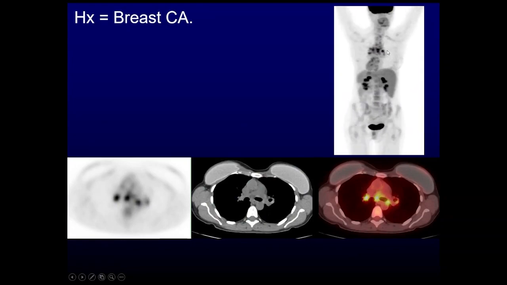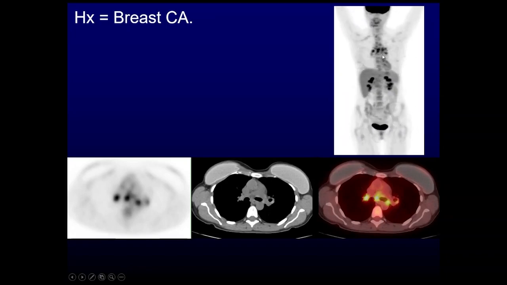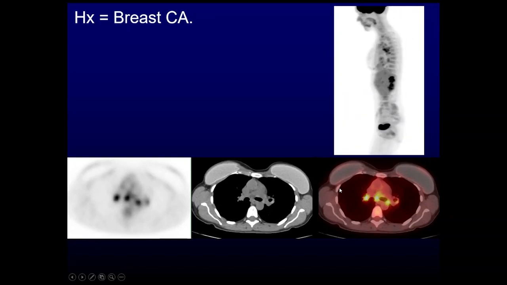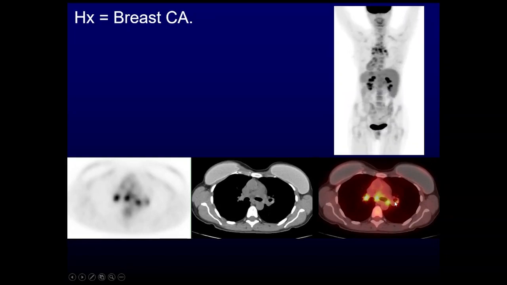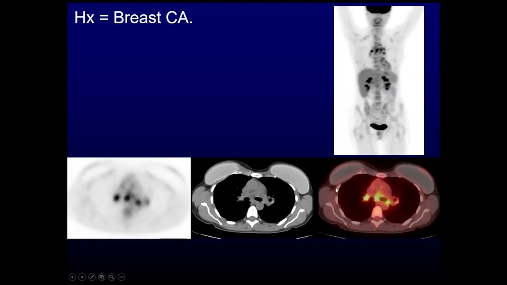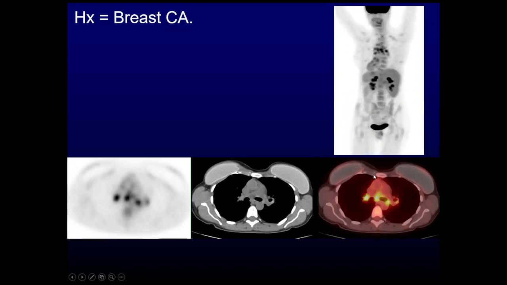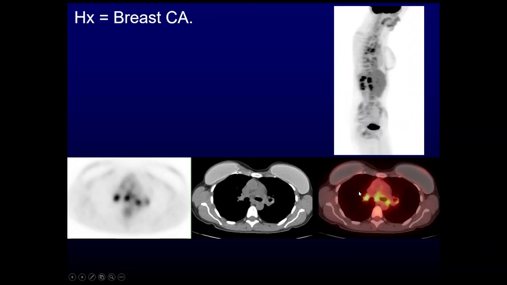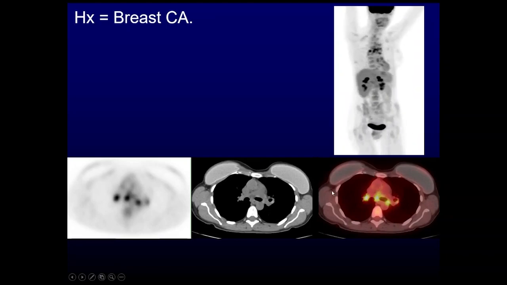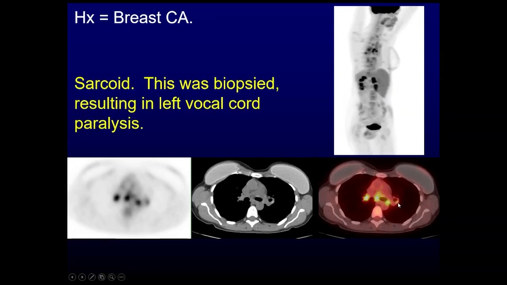Other things to be wary about. Here's multiple FDG avid nodes in the mediastinum and hila, but notice this very symmetric distribution, and it is not in the expected distribution for nodal metastases of breast cancer. For example, breast cancer we expect in the axilla to have nodal metastases or the internal mammary lymph node basin. It is incredibly unlikely for you to have mediastinal and hilar metastases without any axillary or internal mammary metastases. So this is benign FDG avidity in lymph nodes from granulomatous disease such as sarcoid.